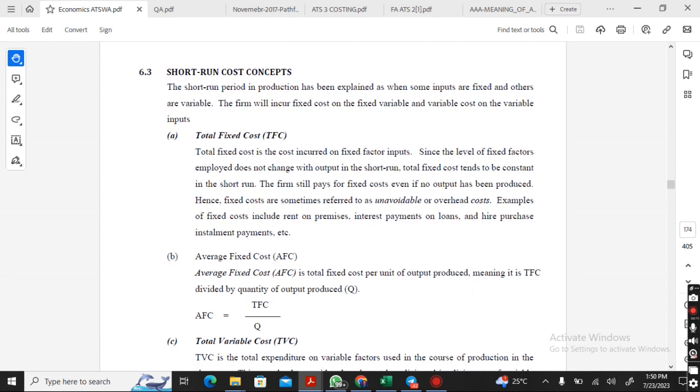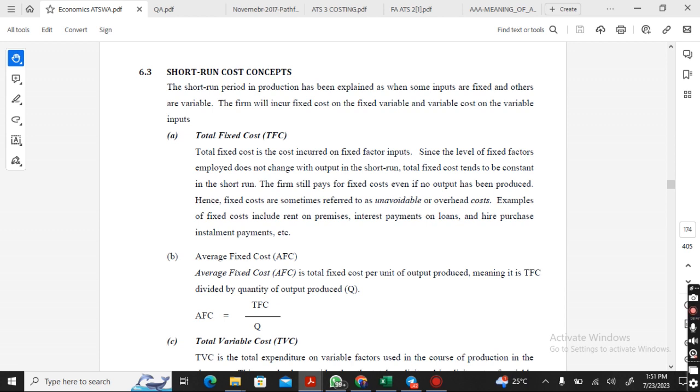Since the level of fixed factors employed does not change with output in the short run, total fixed costs tend to be constant. The firm still pays for fixed costs even if no output has been produced. For example, even if no production is done for a good one year, you still pay for the rent. We call it unavoidable cost in accounting. You can't avoid it. It's an overhead cost.